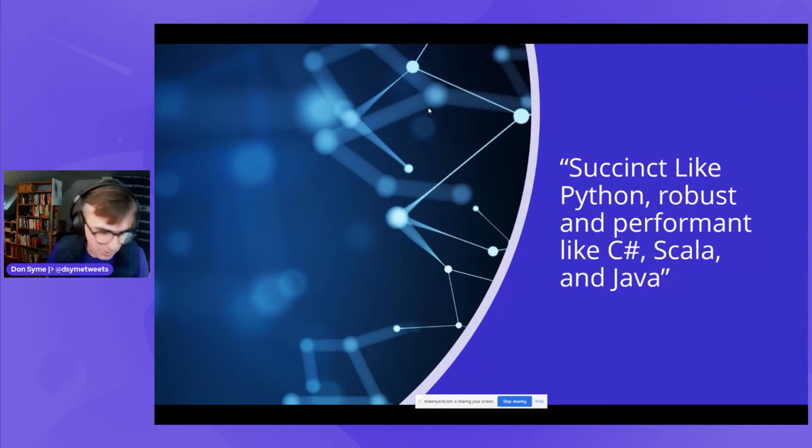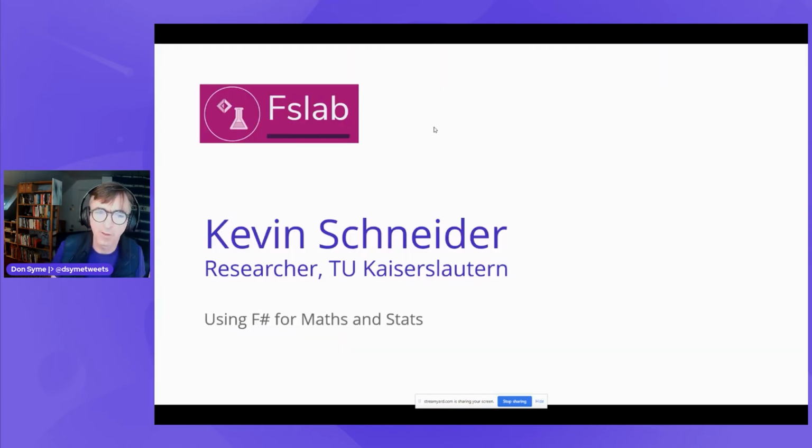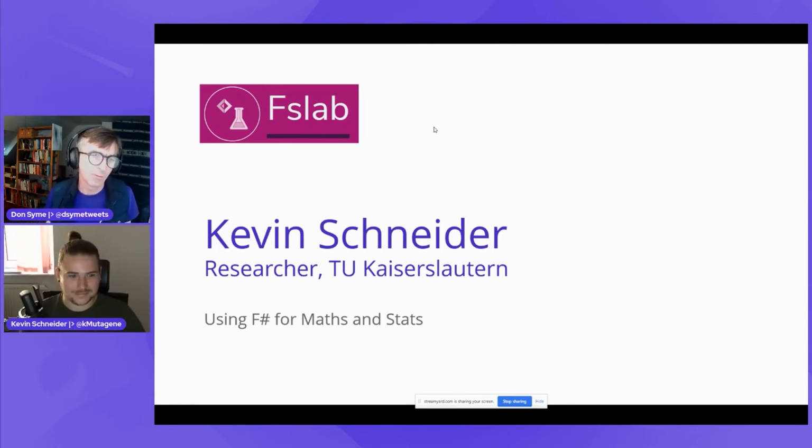So in this last section, I'm going to bring on 4 very special guests. The first is Kevin Schneider, who's a researcher from Technical University of Kaiserslautern and is using F# for maths and stats. The next is Ambika Eshwa, who's a student and functional programming enthusiast from Rutgers. So welcome, Kevin, and welcome, Ambika. Lovely to have you both along.